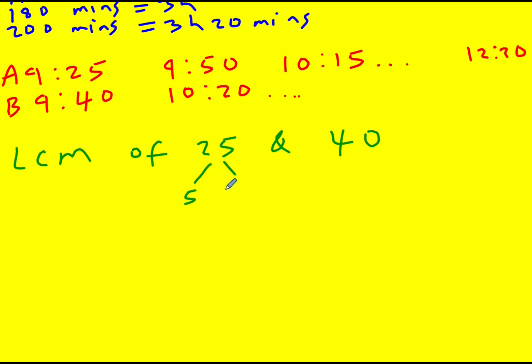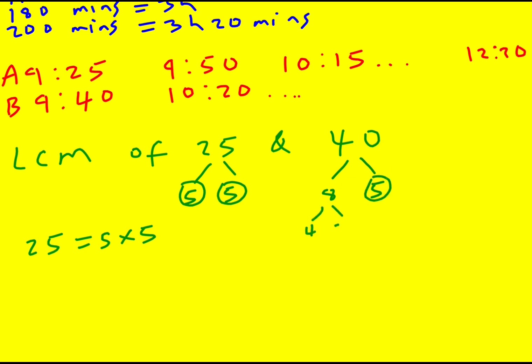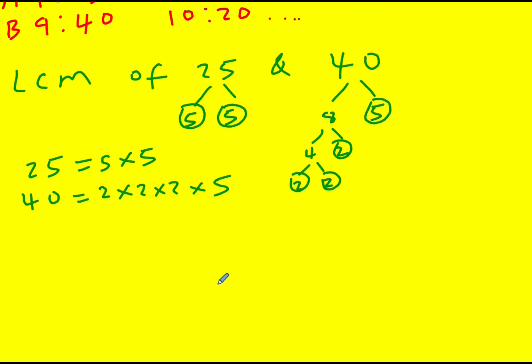Because another way of finding the lowest common multiple is to find the prime factorization of these two numbers. So 25 is equal to 5 times 5, and 40, well, it's 8 times 5, which becomes 4 times 2, and then 2 times 2. So 40 is actually 2 times 2 times 2 times 5. Now, obviously, if you times these two together, it would give you a multiple, but we want a common multiple, because it's got to be in both of their times tables, but we want the lowest common multiple.